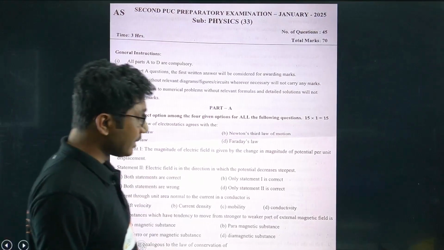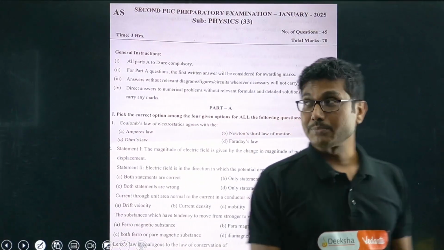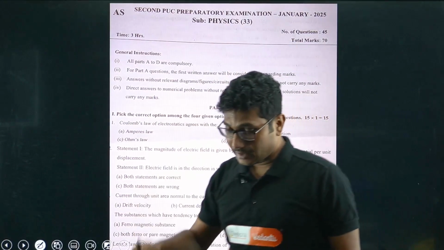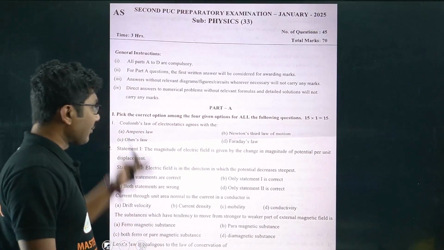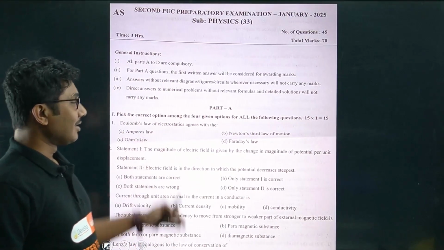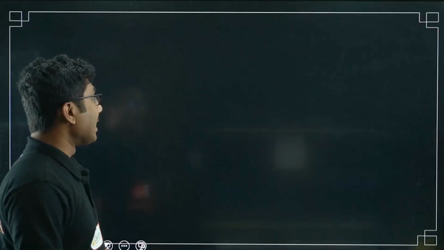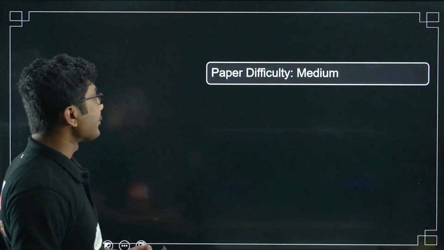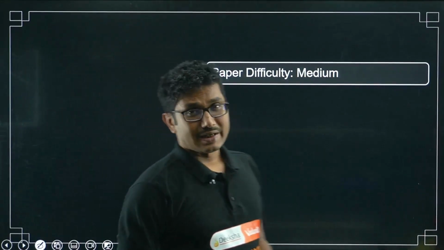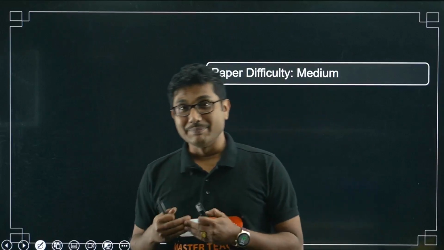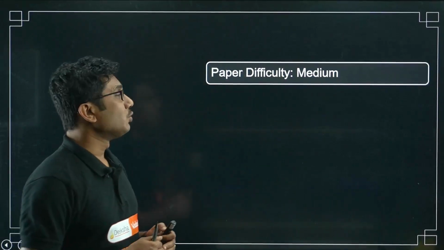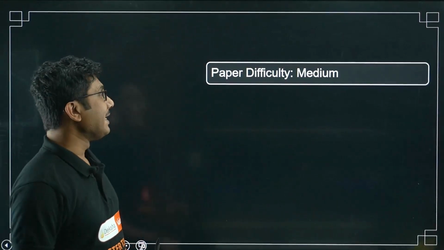So the paper code is AS, that is the Bangalore South question paper, and it is the second PU preparatory board exam. The question paper looks like this. So, just a screenshot of the question paper. Now how was the question paper? Question paper difficulty level according to me is medium. It is not super hard, not super easy. Okay, the level was medium.